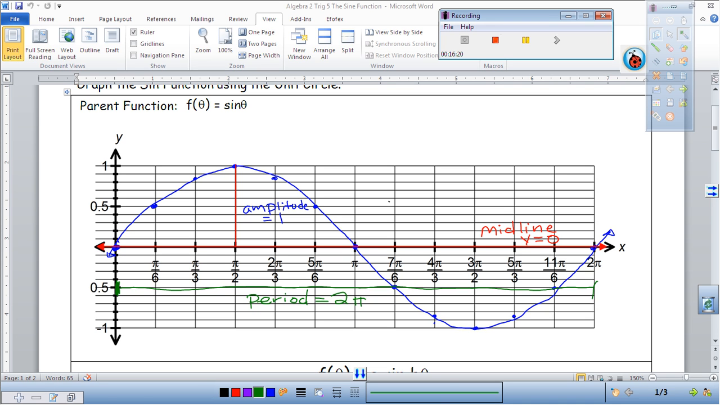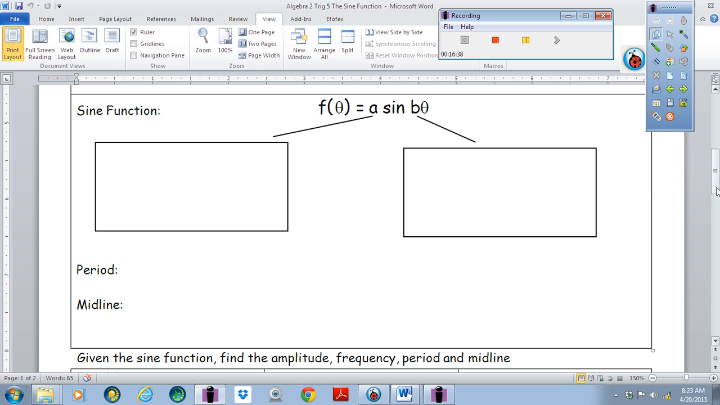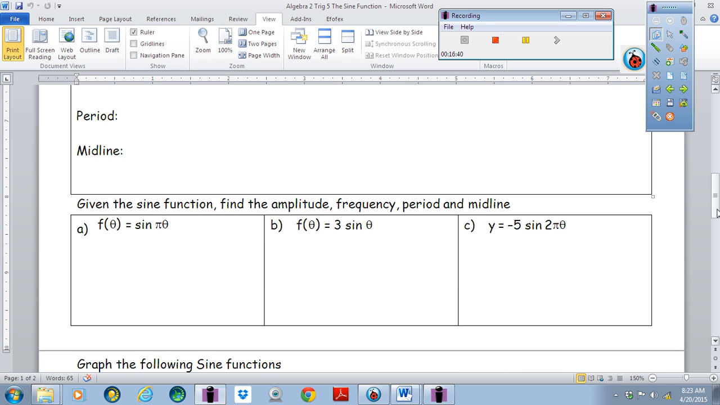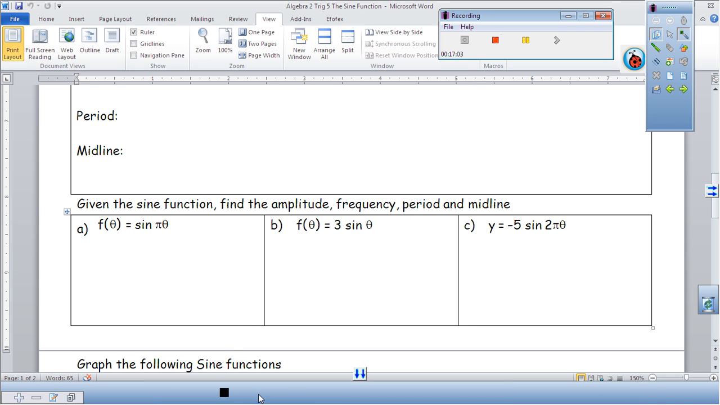Okay, let's go. So now for these, we're just going to first start with finding the amplitude, the frequency, the period, and midline. Because I told you we're not moving this, we're not adding anything out here to make it move up or down, the midline's always going to be y equals 0.